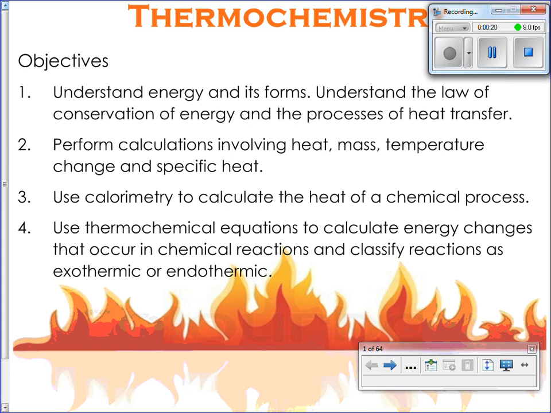We're going to understand energy in its forms. We're going to understand the law of conservation of energy and the process of heat transfer. We're going to perform calculations that involve heat, mass, temperature change, and specific heat. We're going to use calorimetry to calculate the heat of a chemical process. And we're going to use thermochemical equations to calculate energy changes that occur in chemical reactions and classify those reactions as endothermic or exothermic.